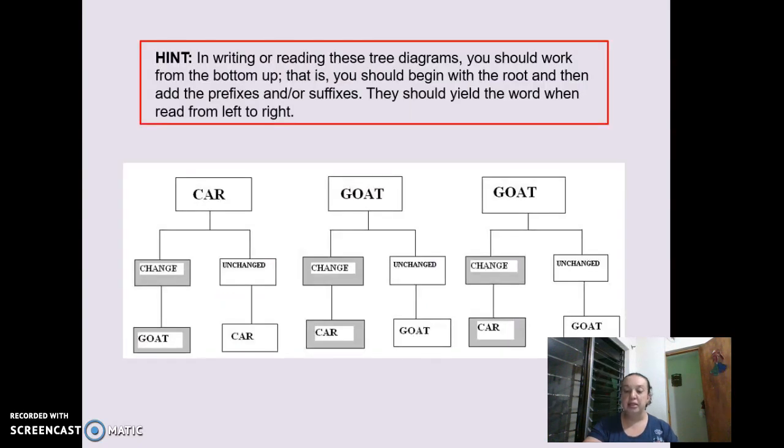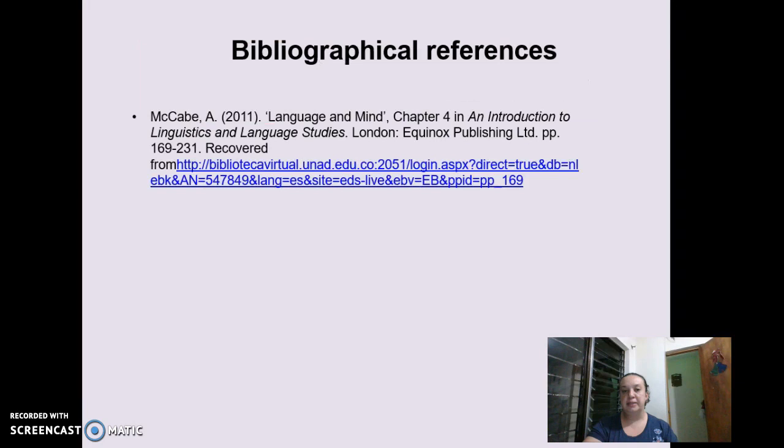The important thing in the tree diagrams is that you should start from the bottom, where the roots are given, and then add the prefix and other suffixes. You should read the word from left to right. Thank you very much.